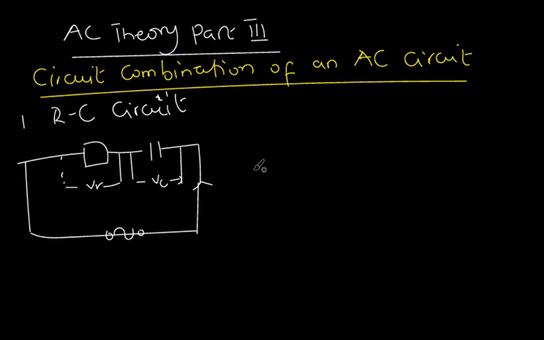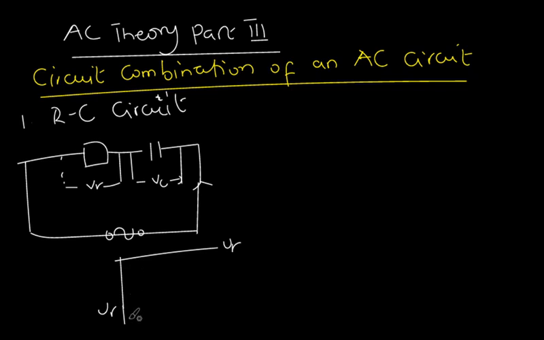Now the phasor diagram. In part 2 of this video, we looked at what a phasor diagram is. The phasor diagram of this particular circuit is given in this way. We have our VR over here, which is the voltage of the resistance, and then we have our VC lagging by an angle of 90 degrees over here. But let's just remove that for now.